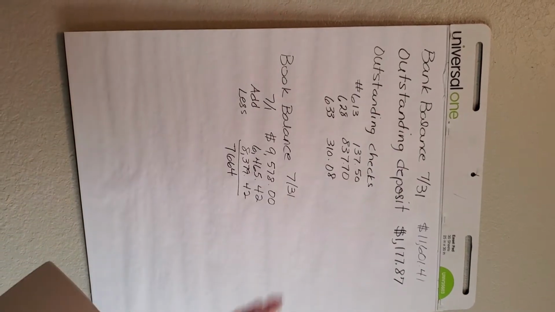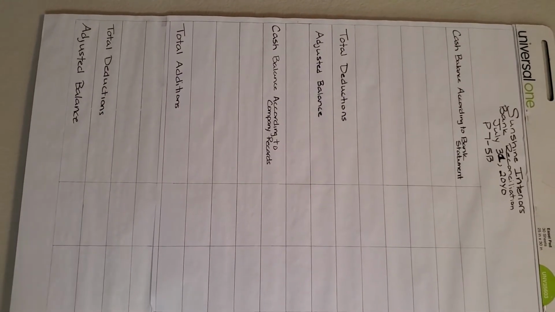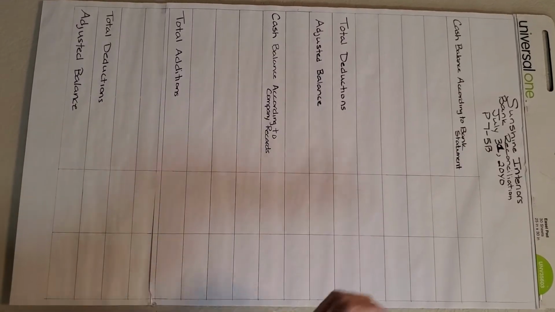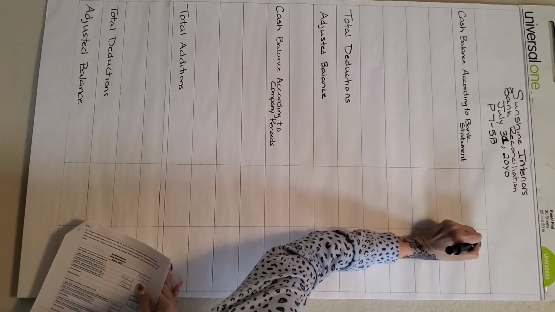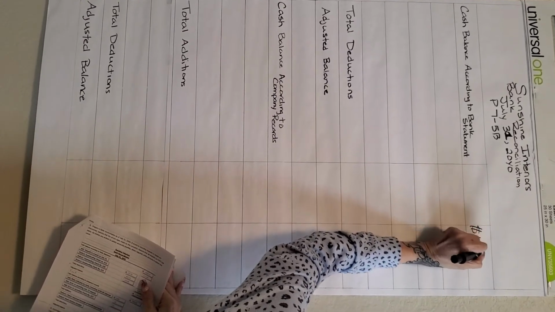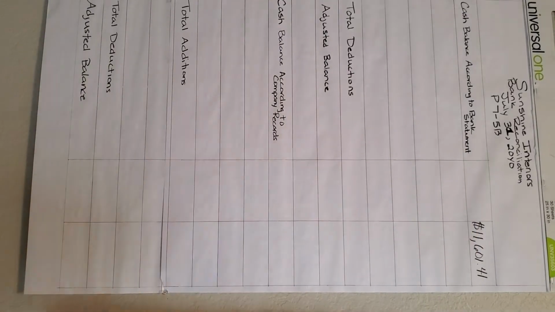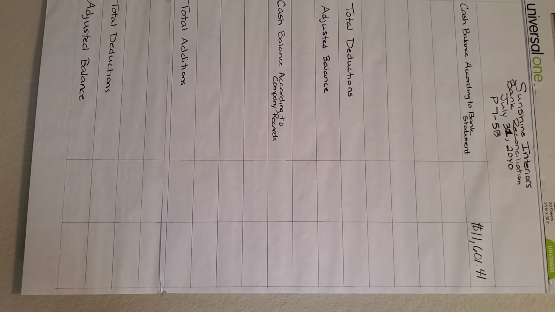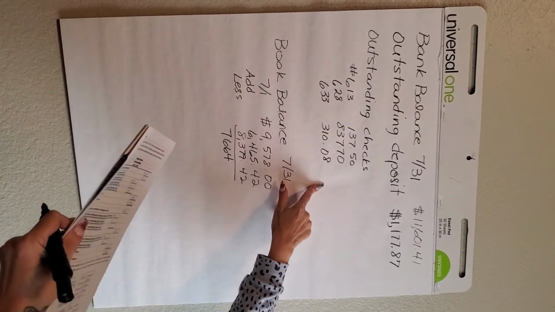So you can see on the top, first we're going to deal with items dealing with the bank statement. So here we've got the bank balance on 7/31, and we looked at that on the bank statement, and it was $11,601.41. So we're going to have one addition, which is the deposit in transit of $1,177.87, and we're going to have our 3 outstanding checks.